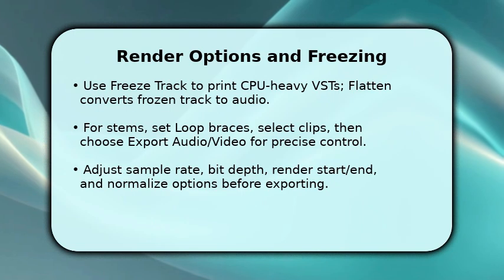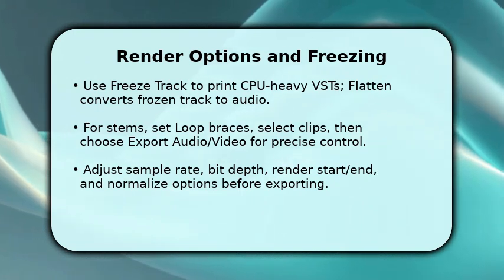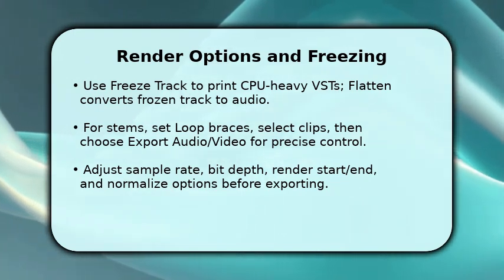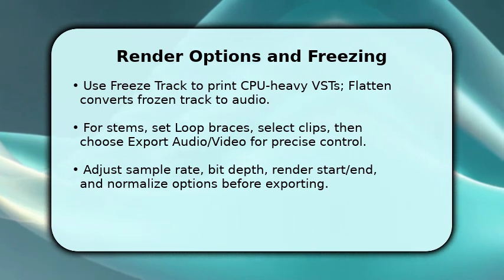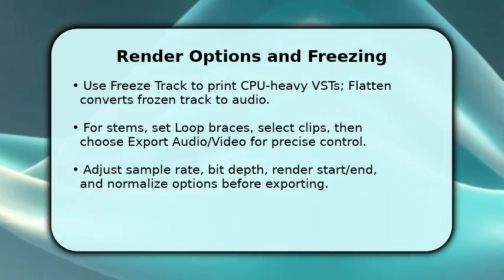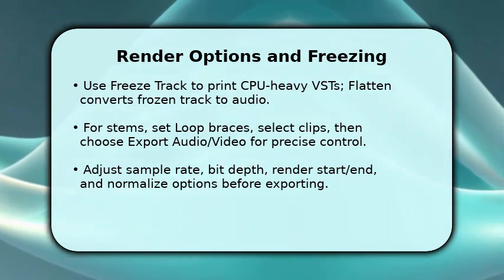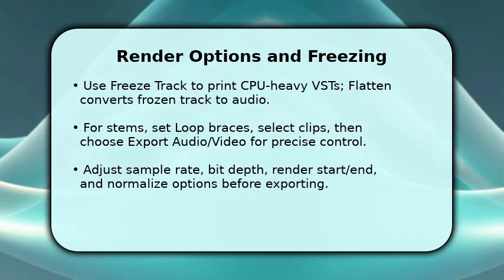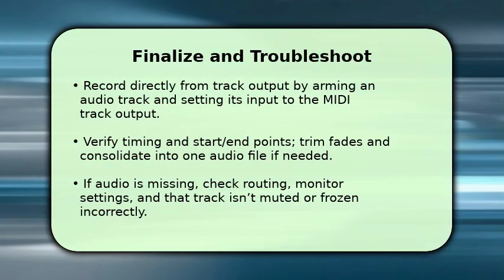Set loop or selection boundaries, then open export audio/video and choose source as the track or master. Make sure sample rate and bit depth match your project needs, and decide whether to render effects and return raw or processed audio. Finally, record or export the audio and confirm it aligns with the arrangement.